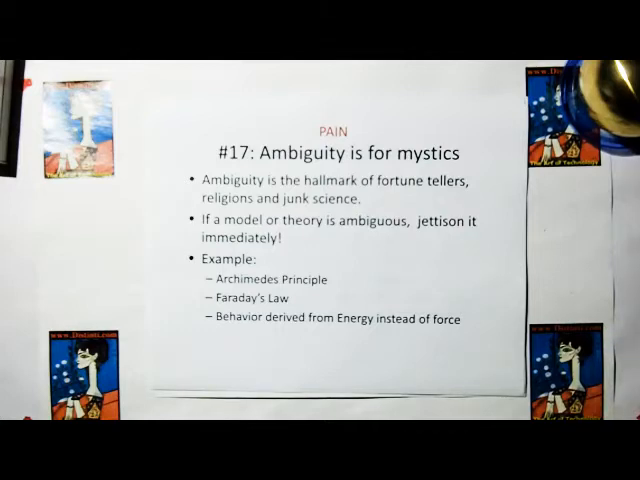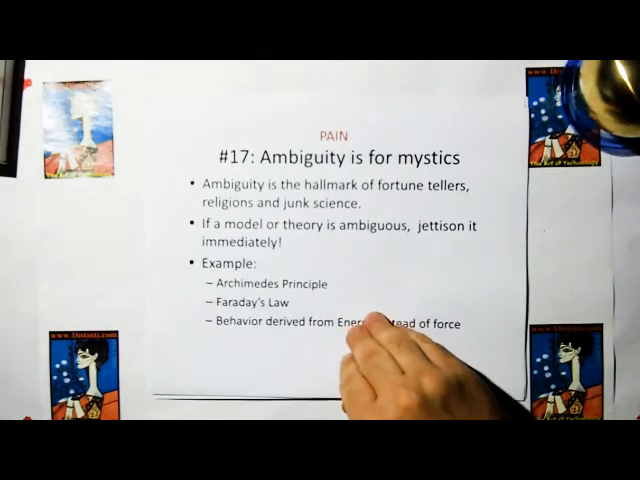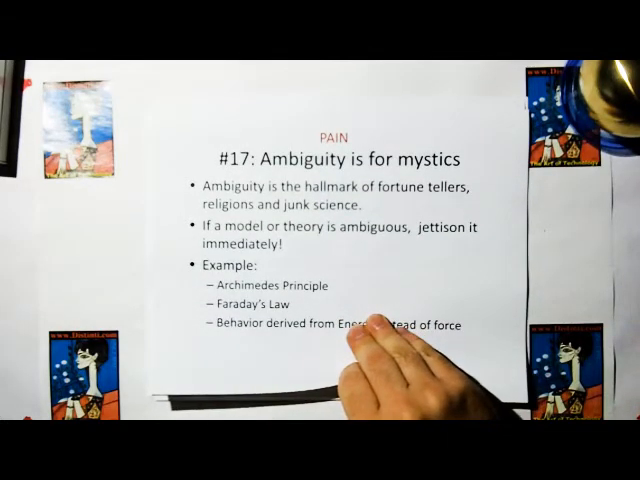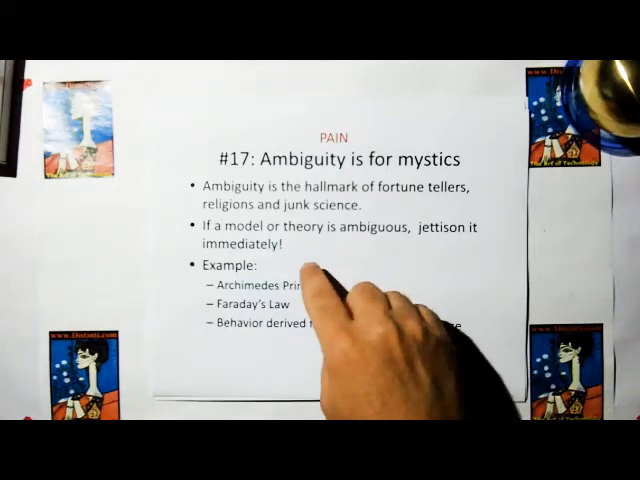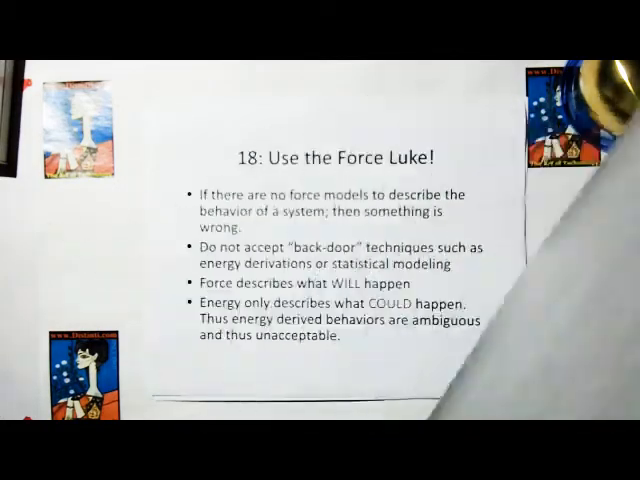Number 17, ambiguity is for mystics. That's what we talked about in the pain section. Ambiguity is a hallmark of fortune tellers, religions, and junk science. If a model or theory is ambiguous, jettison it immediately, and we discussed those earlier.